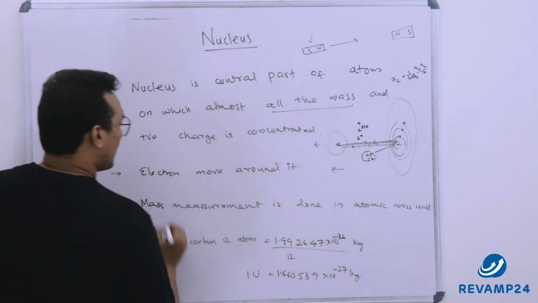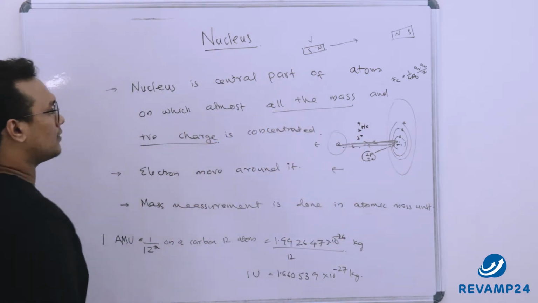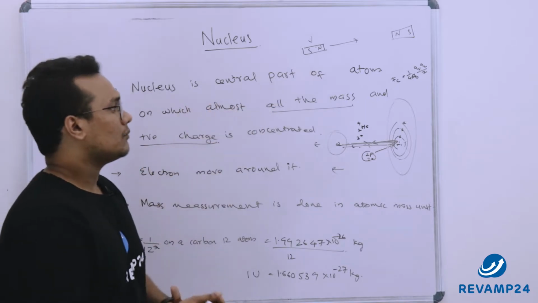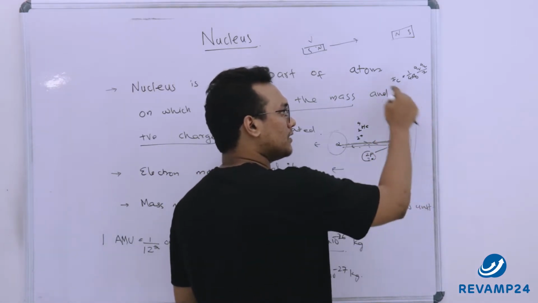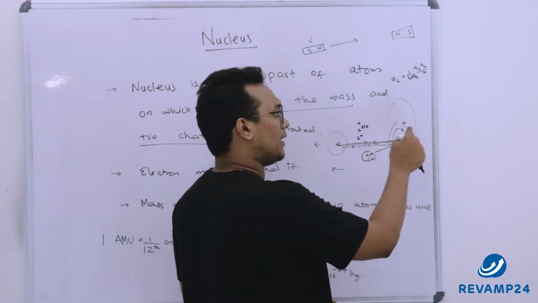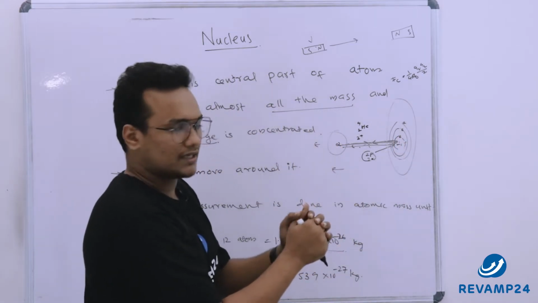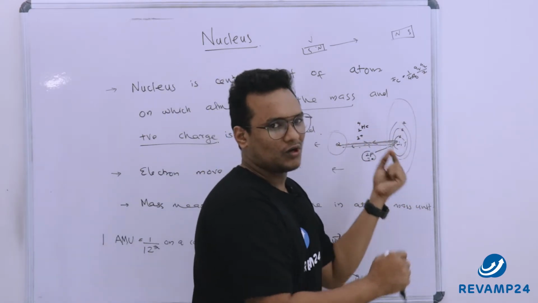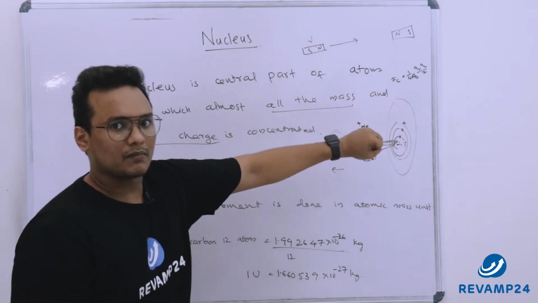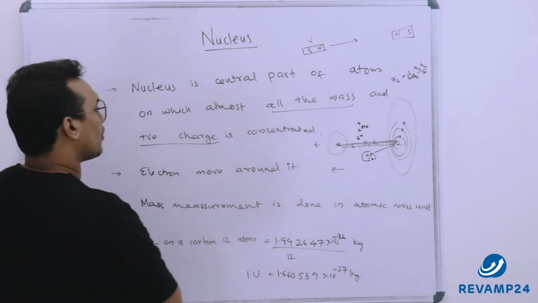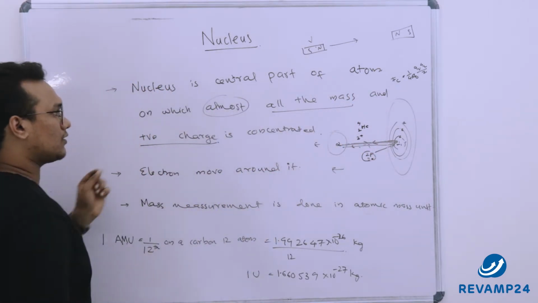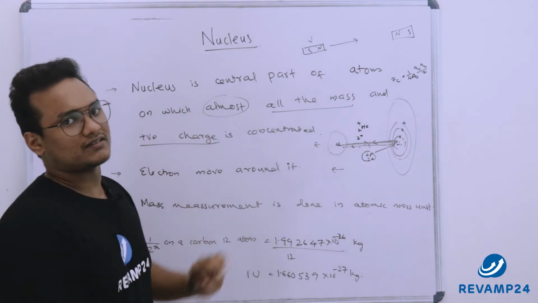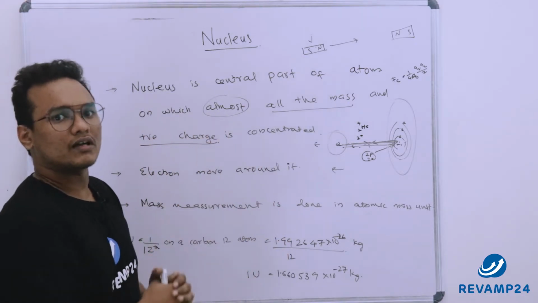So these two points are very important: all the mass and all the positive charge is concentrated there. Almost all the mass, because the mass of the atom is due to the mass of protons and neutrons, which are inside the nucleus, and also due to the mass of electrons. The mass of an electron is almost negligible. If I say all the mass is concentrated, then the problem is, where is this electron?